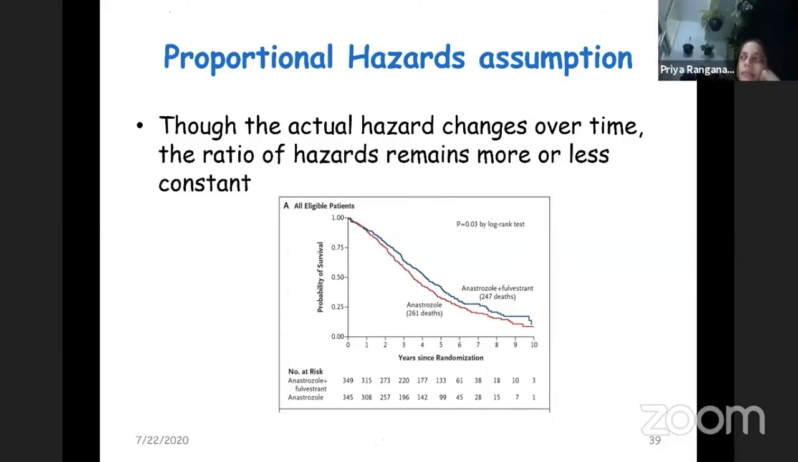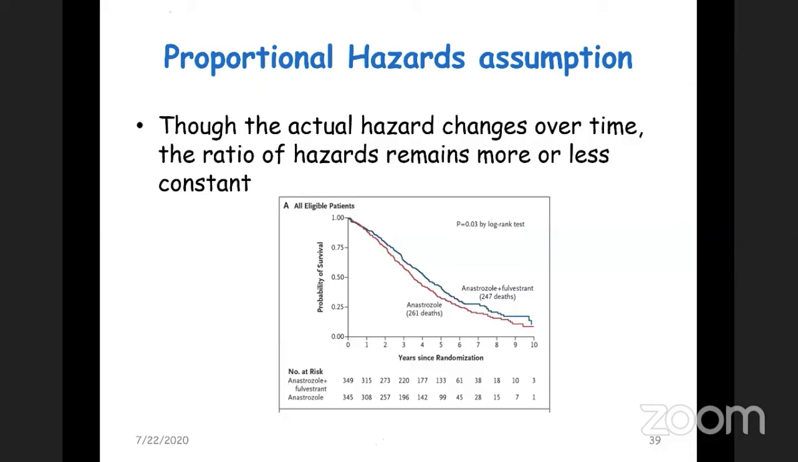Dr. Tapas from Vishakhapatnam is asking how can we compare the OS and PFS between two arms at 1-2 years to arrive at a p-value, whether significant or not. I think, ma'am, we'll move on to the survival ones then. That's fine. I can take that question here.